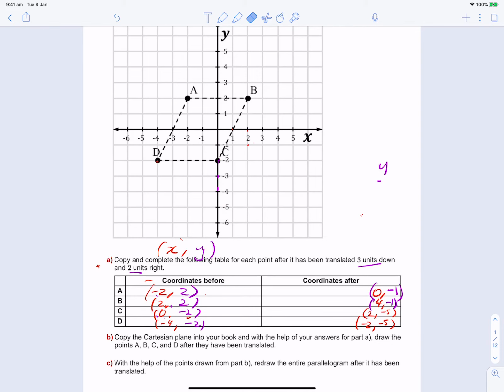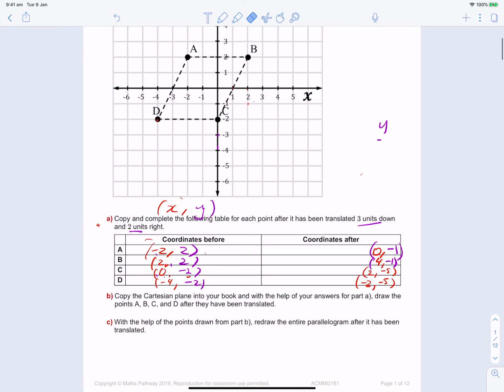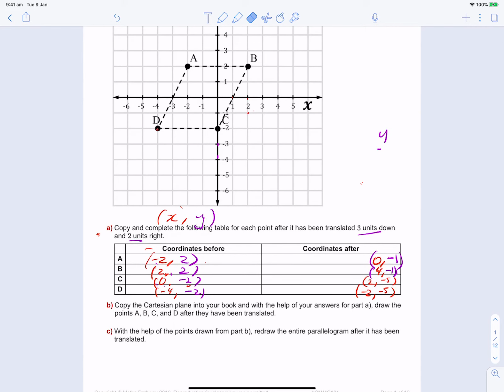All right, so let's draw them in. I think that's the next copy of the Cartesian plane in your book. Draw the points A, B, C, D. So A is now at (0, -1). So here's 0 on the x-axis and minus 1 on the y. So that's my new spot for A. Put A there. B is at 4 on the x, minus 1 on the y. So I go across 4, down 1. So that's B. We're at the same height, and we're separated by 4.